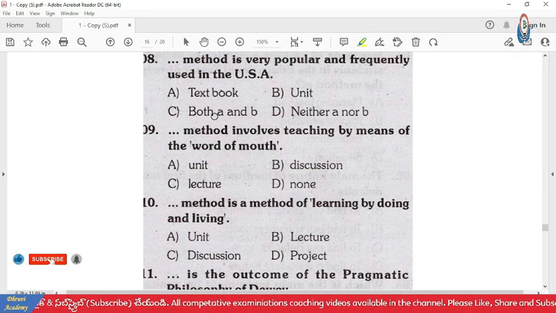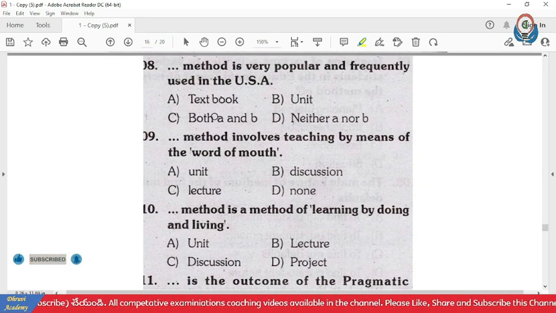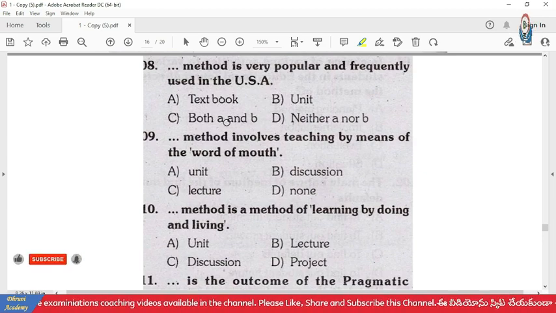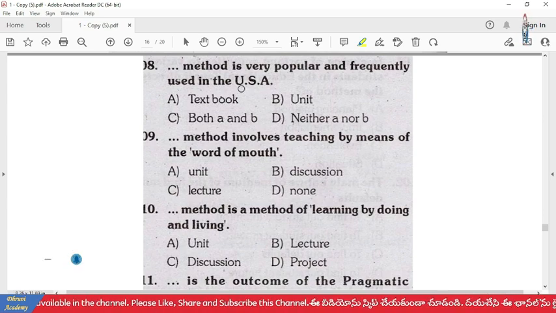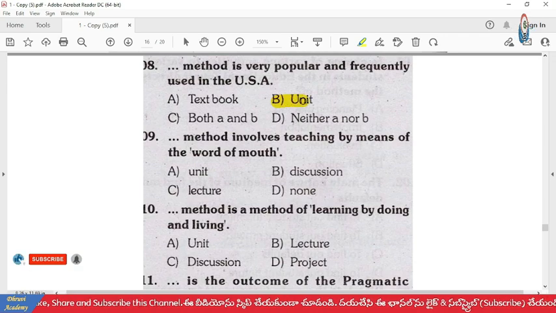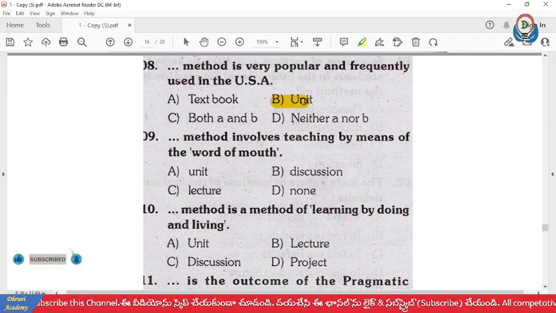Next one. The dash method is very popular and frequently used in the USA. Is it A. textbook, B. unit, C. both A and B, or D. neither A nor B? The unit method is very popular and frequently used in the USA.